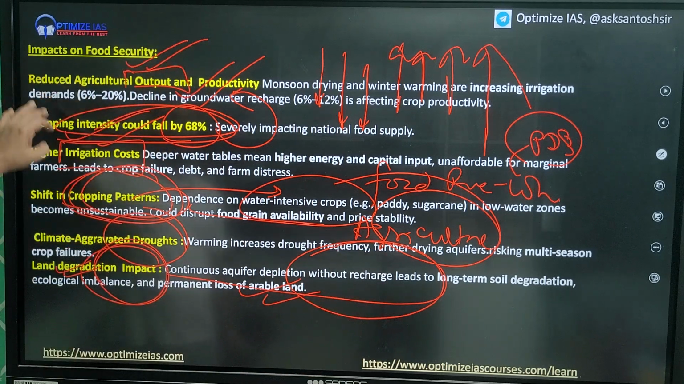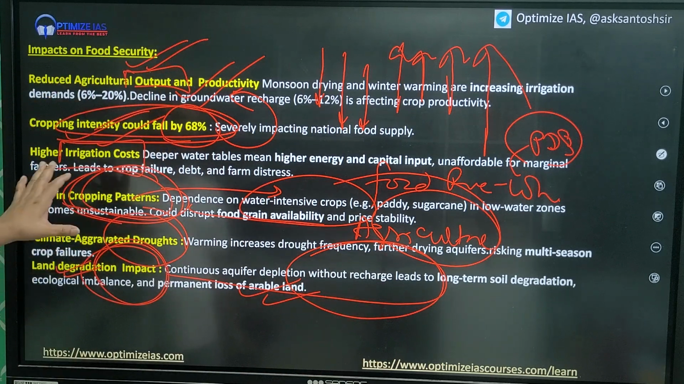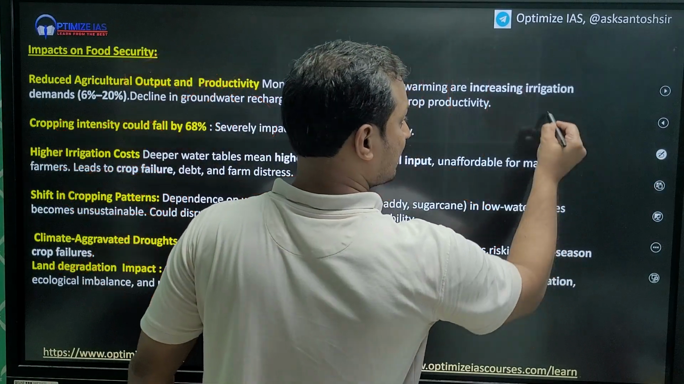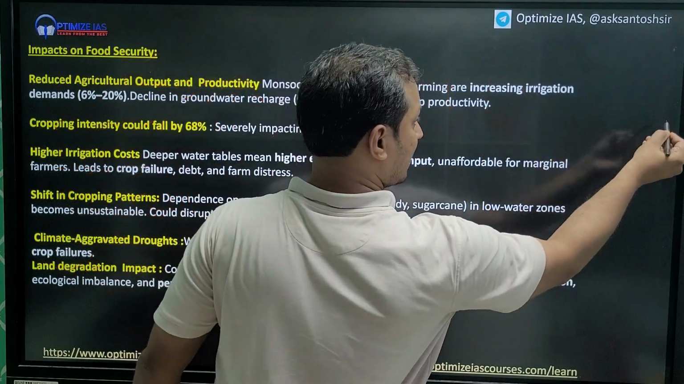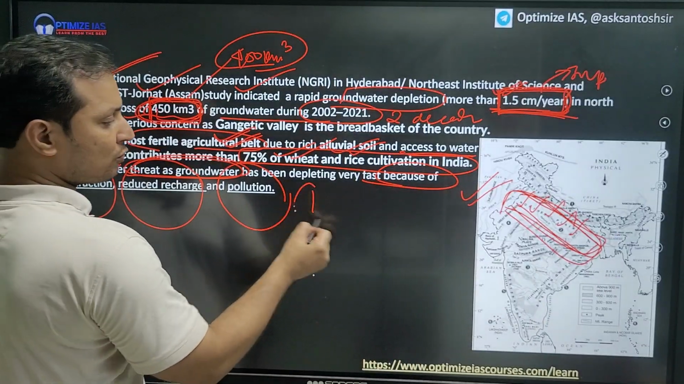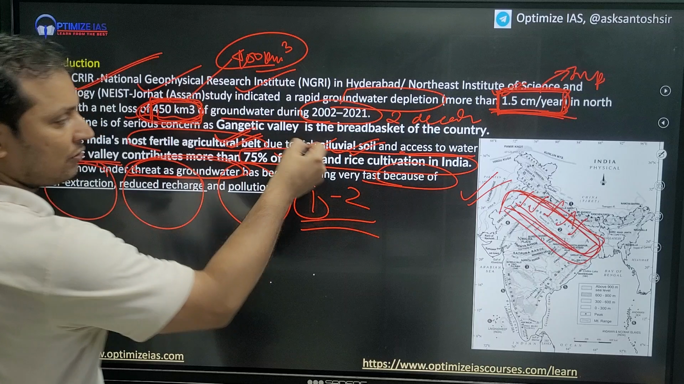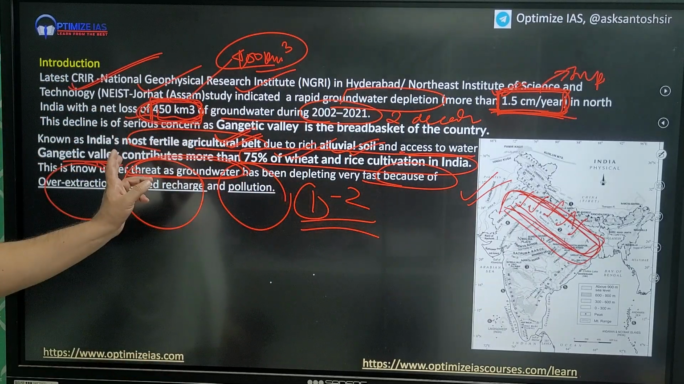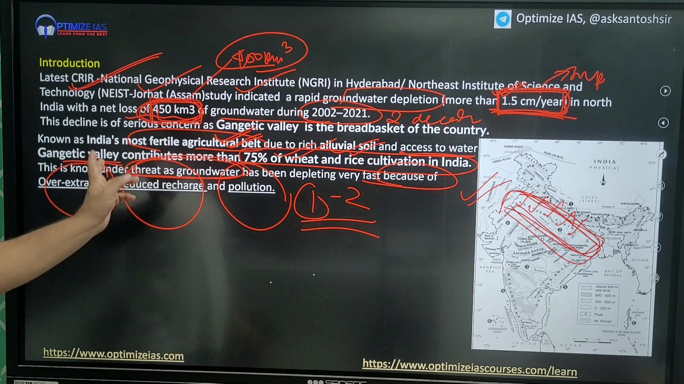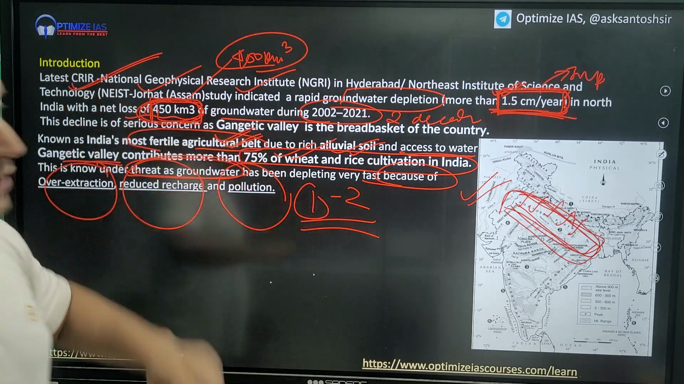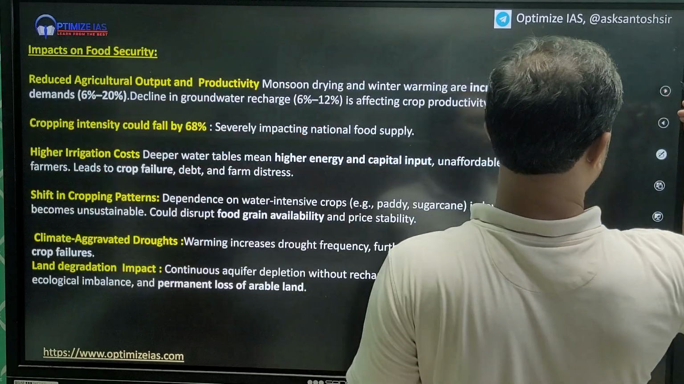You can see 1, 2, 3, 4, 5, 6. 6 points. So you can easily expect here how many marks? Okay, 6 marks here. In the introduction, easily you can expect 1 to 2 marks, because beautifully we have written the introduction. We have written the facts also, and we have linked the Indo-Gangetic Valley, the groundwater, with the food security of India. And then comes the conclusion.